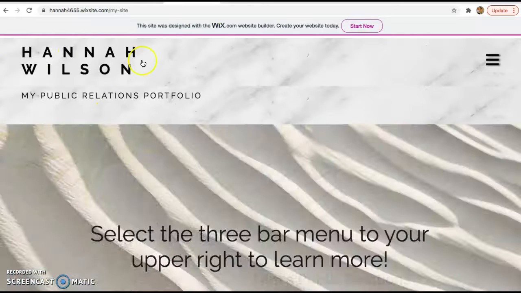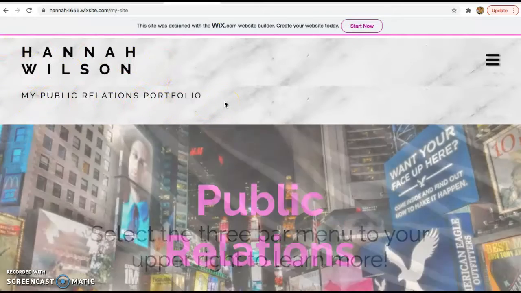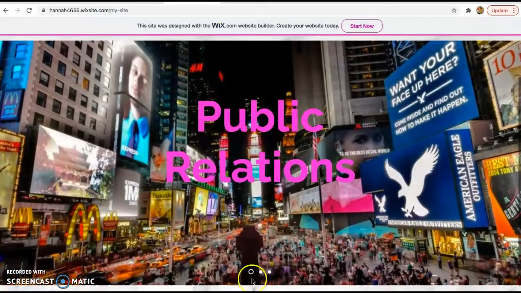So first I just have my name in the upper left-hand corner, and then the main idea of my website, which is my public relations portfolio. Then underneath you can see 3 revolving slides that if you click on the dots you can make them stay on them, but they also just switch automatically.